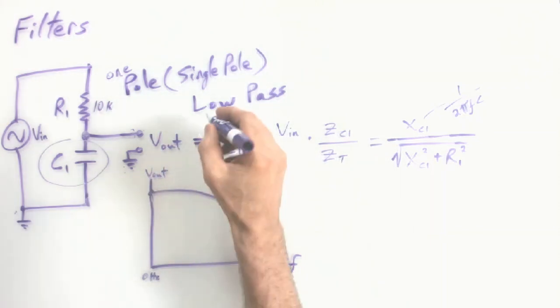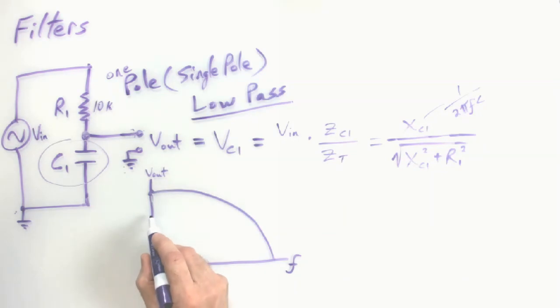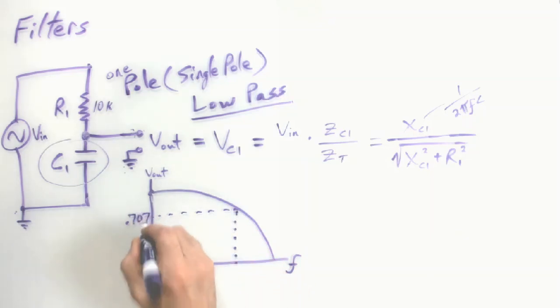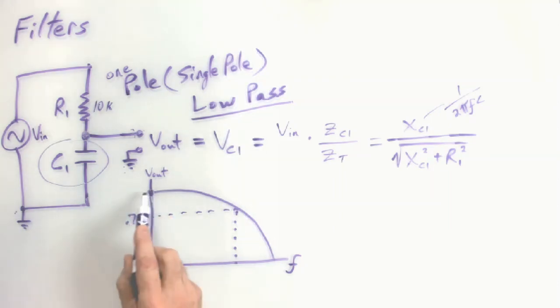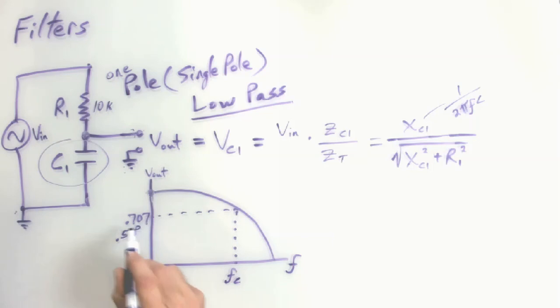So for this example, we have a single pole low-pass filter. When the output drops to 0.707 of what it was here, so whatever this was, that would be known as the pass band. When it drops down to 70.7% of what it was, that's what we identify as the cutoff frequency. 0.707 is also the half power point. It's also the point that is 3 decibels down from where it was up here.